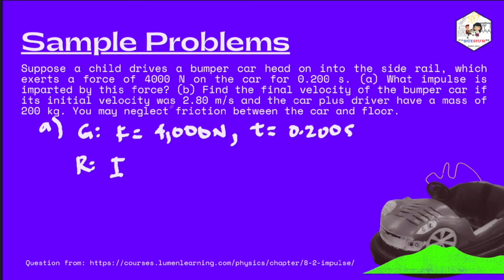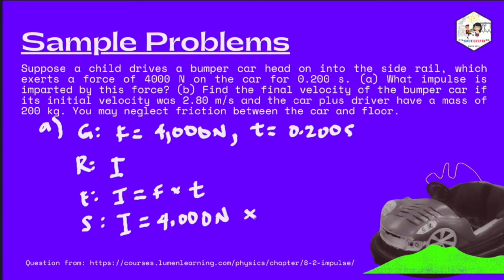So let's just recall the equation for impulse, which is I is equal to force times time, right? So basically, A is a very simple problem. I is equal to 4,000 newtons times 0.200 seconds. And we find our answer for our impulse to be 800 newton seconds.